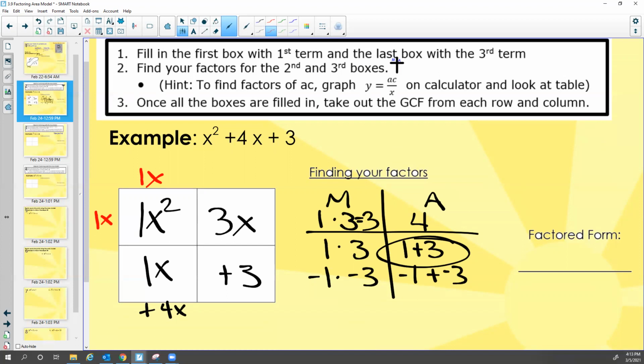What times 1x gives me 3x? Well, that would be plus 3. What times 3 gives me 3? That would be plus 1. And 1 times 1, that is 1x. So notice, as soon as you figure out one column, really it's kind of like what we did with division. Use that piece that you just got to find something else, and use that piece to find something else, and use that last piece to find something else. Until you get your factors of x plus 3 times x plus 1.